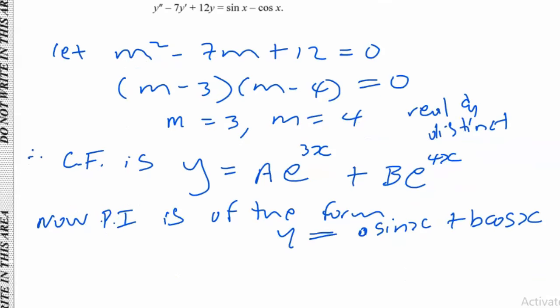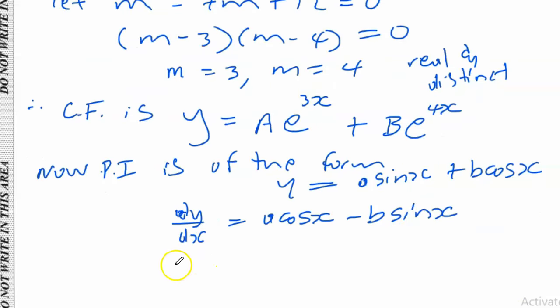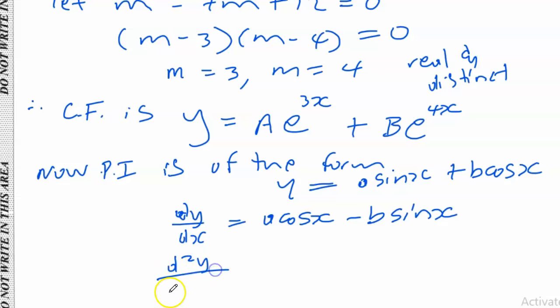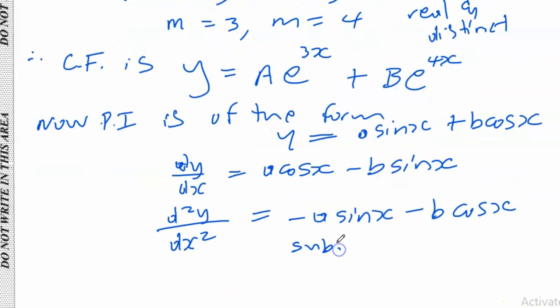Let's find the first and second derivative to substitute in the differential equation. So dy by dx is equal to a cos x minus b sin x. Let's find the second derivative also, by differentiating the first derivative. Differentiate a cos x, we get minus a sin x, and differentiate minus b sin x, we get minus b cos x. And we're going to substitute these into the differential equation.